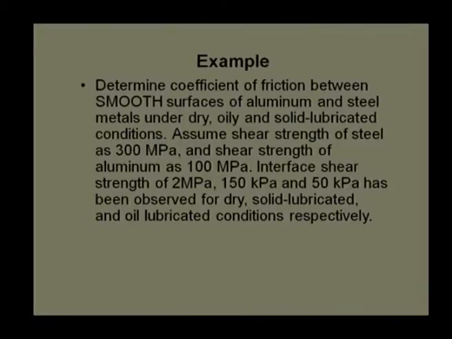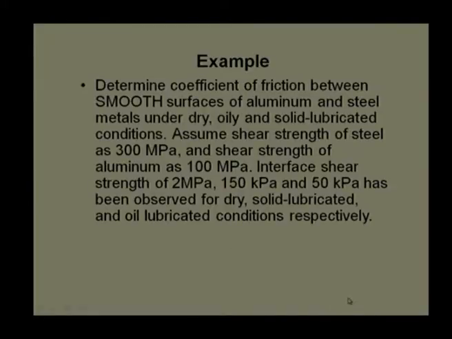To start with that, we will take one example related to our previous lectures, and the example, as shown in the slide, says: determine the coefficient of friction between two smooth surfaces. When we use the words smooth surface, that means surface roughness is negligible, or in other words, the coefficient of friction due to ploughing effect will be negligible. We can neglect that and consider only the coefficient of friction due to adhesion or junction growth.